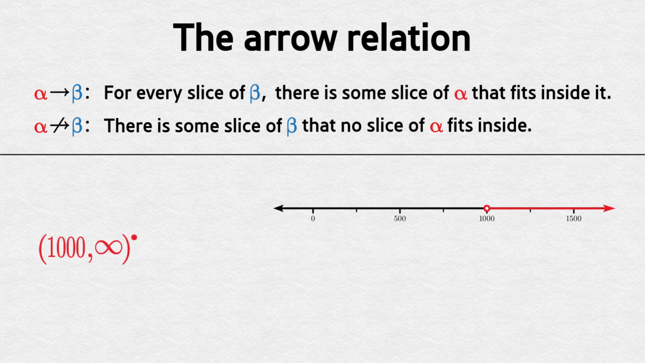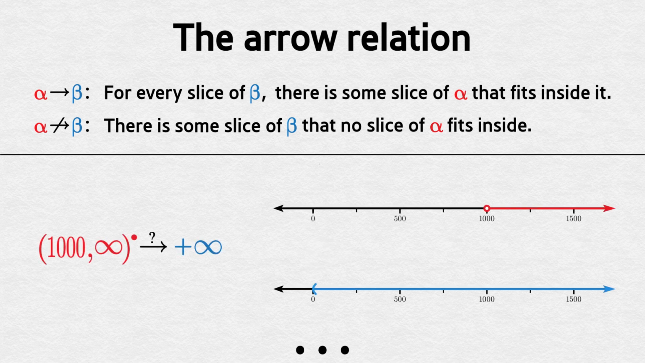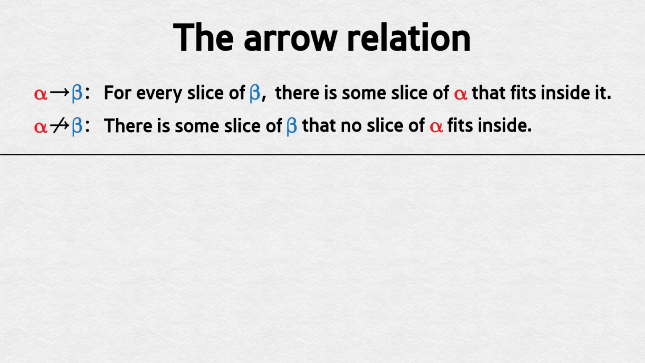Does the constant interval 1000 infinity fit into positive infinity? They both look fairly similar, although the leader squeezes and the chaser doesn't. Well, the leader positive infinity starts out with numbers bigger than 1, then bigger than 10, bigger than 100, etc. If we're patient, we can easily find a slice of positive infinity that the chaser doesn't ever fit into, which is enough to see that the constant interval 1000 infinity does not fit into positive infinity.